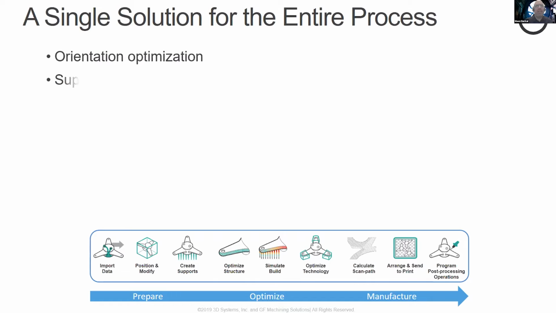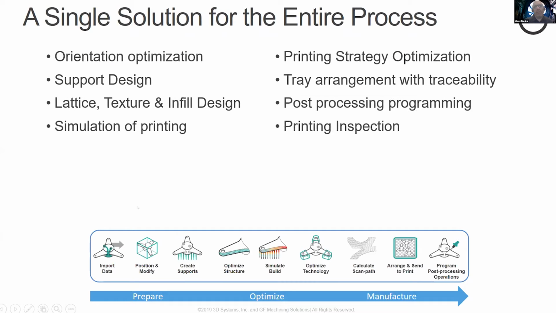for the entire process. So this really covers everything from importing the data, positioning the data, creating supports, creating lattices and textures and infills, having the build simulation, like simulating what happens during printing, print strategy optimization, so slicer optimization, tray arrangement with traceability, meaning that you can add labels marking the parts. We even have post-process programming at the highest level inside our software. And we also have printing inspection, which allows you to inspect all the data that you get from the printer about what happened during printing.